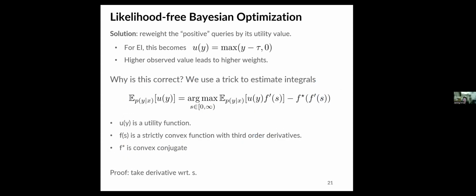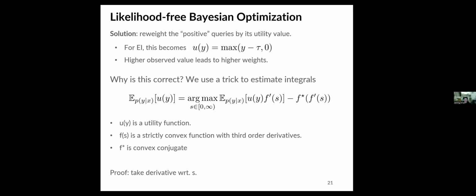And the harder question is, why is this correct? The solution is quite simple, and it's quite obvious that this does not only apply to the expected improvement, but to any utility function. The idea is actually quite related again to likelihood-free inference and to GANs. If you know about f-GAN, then this is probably the trick that you commonly see in the literature.